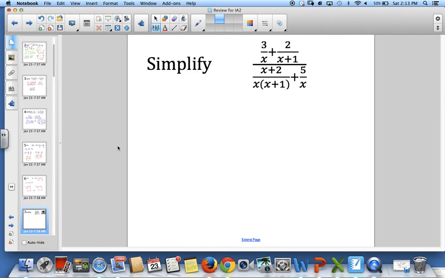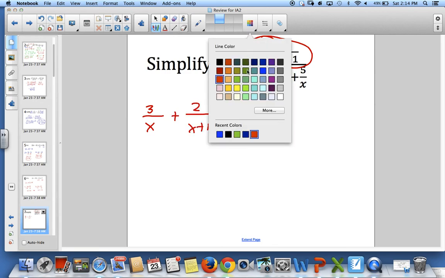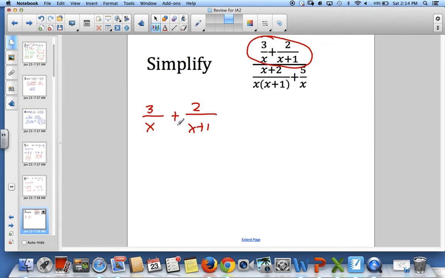This looks a lot more complicated than it really is. We're just going to simplify an expression involving what they call complex fractions. So what I'm going to do is treat the top separately from the bottom. So let's just do the top. So that's going to be 3 over x plus 2 over x plus 1. And now what's missing here is that this fraction needs an x plus 1, so I'm going to say x plus 1 over x plus 1. And this fraction needs an x, so I'm going to say x over x.